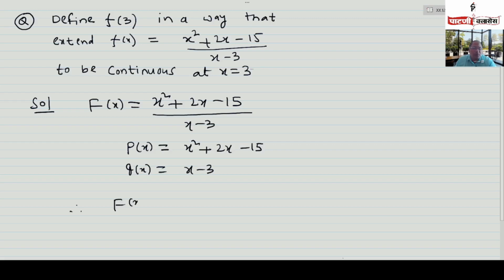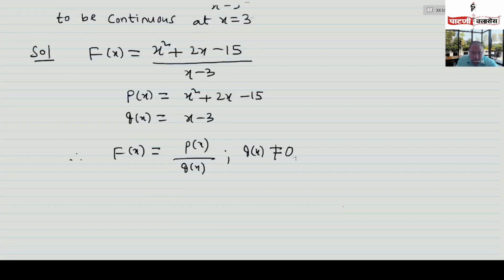Therefore, f of x equals p of x upon q of x, a rational function such that q of x must not be equal to 0. Now we will find the factors of the numerator and denominator, and we also find out if there is any common factor in the numerator and denominator that gets cancelled. If they are cancelled, then the given rational function gets simplified.